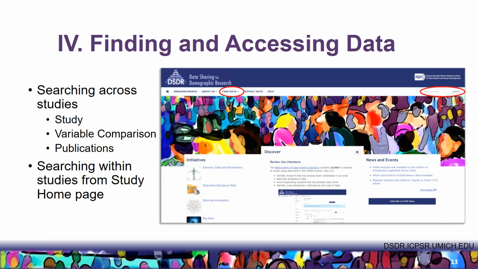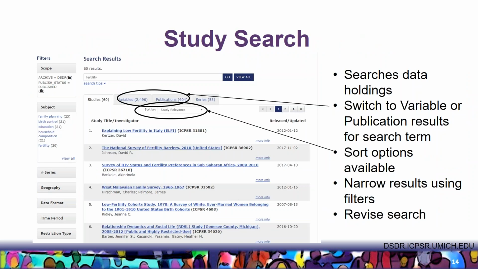Selecting the search holdings option from this drop-down menu is the same search as what you see in the upper right-hand corner. However, it gives you options to filter your search results right from the start by subject, geography, whether the study is NICHD funded, as well as many other options. Each study homepage also provides an option to search for variables within studies and publications related to the data. So I'm going to spend the next few minutes giving you a little bit more information about these search options.